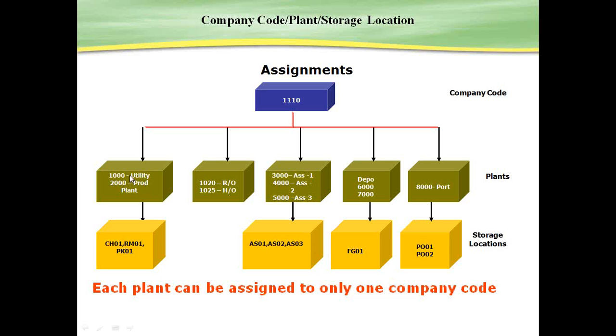And the last key under this 1000 utility and 2000 production plant is my CH01 RM0. It means that it is my storage location. And here each plant can be assigned to only one company code, because what is plant? Plant is your profit generating unit. So you cannot assign your profit generating unit to multiple company codes because you want to track profit on the company code level.